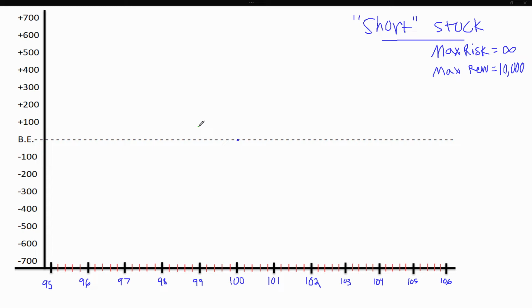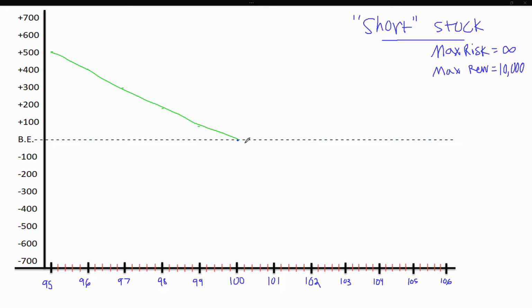At 99, we're up $100. At 98, we're up $200. So I'm just going to kind of put some dots in here. At 97, we're up $300. At 96, we're up $400. And at 95, we're up $500. So our risk graph is going to be slanted just like this. It's going to be a line that goes this way, right?